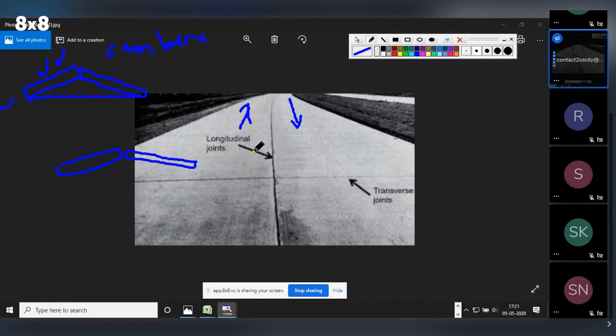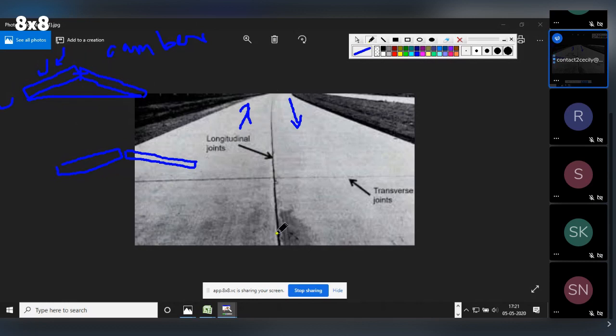So what happens if traffic keeps on moving over this slab? This slab and this slab may get separated, right? In order to prevent that separation, what do we have to do? We have to tie these slabs together. This joint is the longitudinal joint.